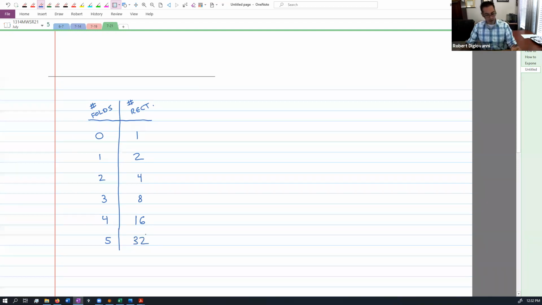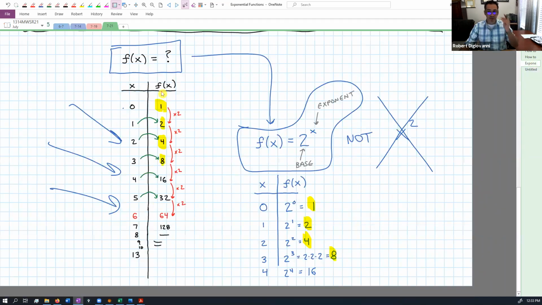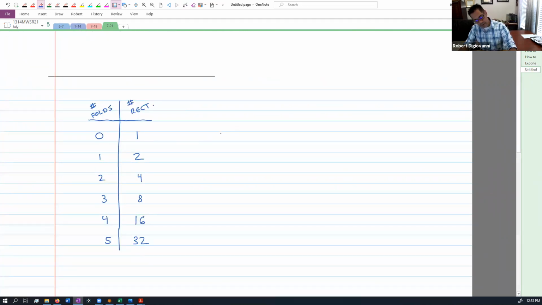So this matches exactly with this exponential function we were just looking at, 2 raised to the x. 0 folds, 1 rectangle. 1 fold, 2. 2 folds, 4 rectangles. 3 folds, 8 rectangles. 4 folds, 16. 5 folds, 32, right? So the function for this is 2 raised to the x power.